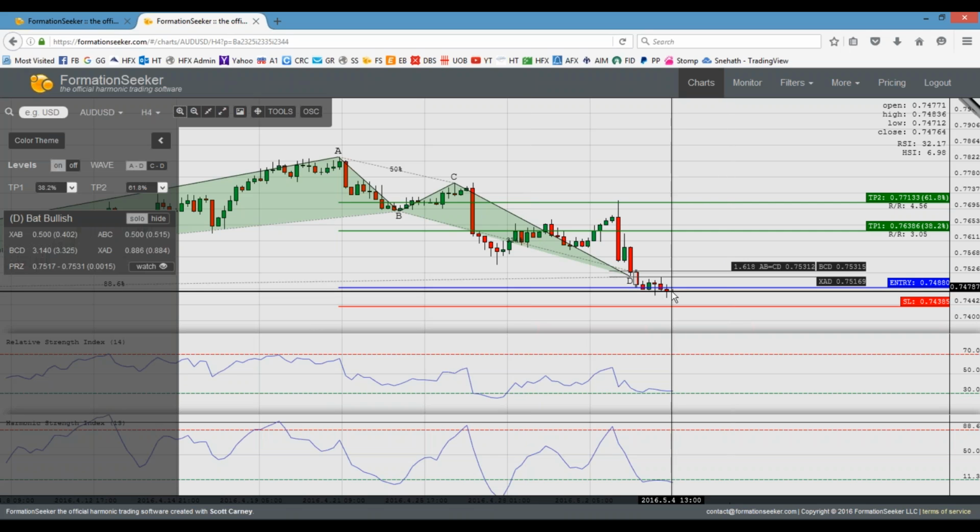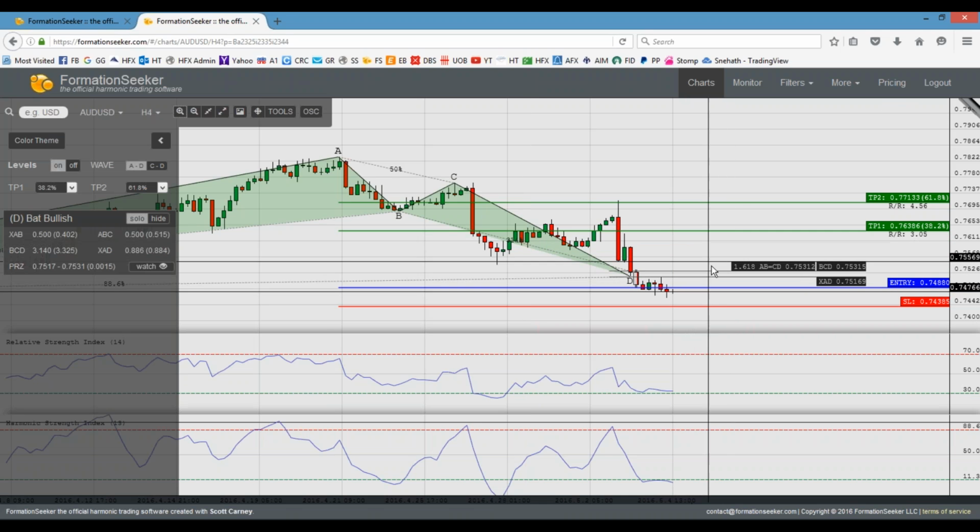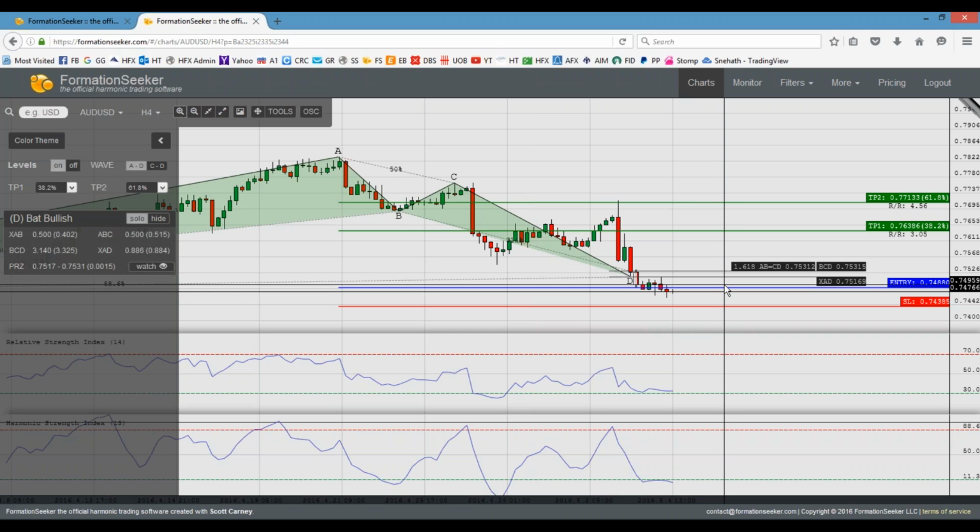Okay, how do you verify the re-entry position? So let's say there is a move up out of the zone and it comes back to the blue line. Then that is where you would look to take a long position. But of course you need to correspond the HSI and RSI before you take it.